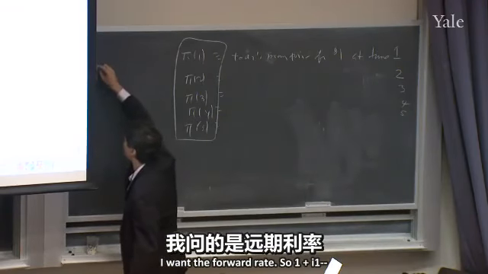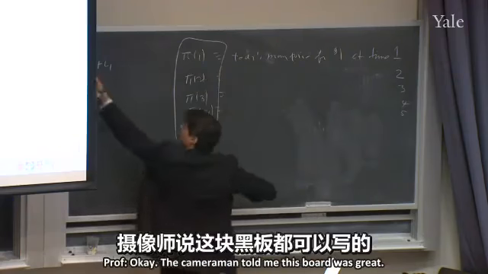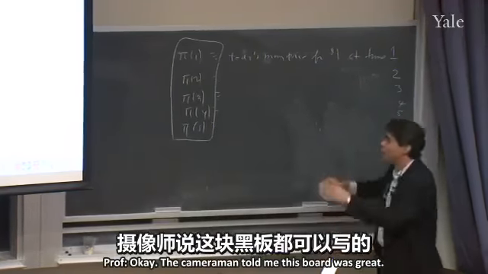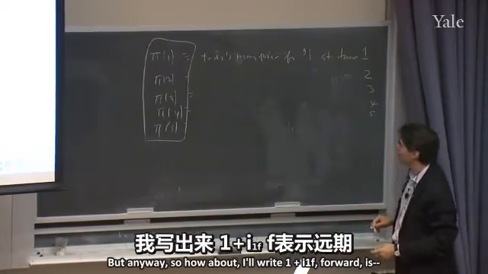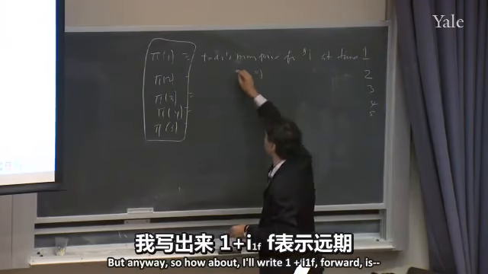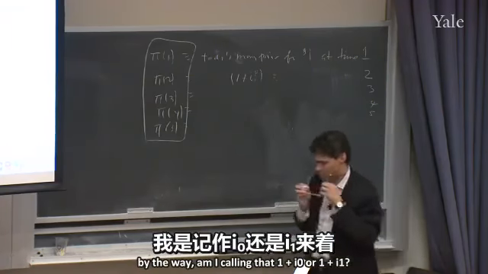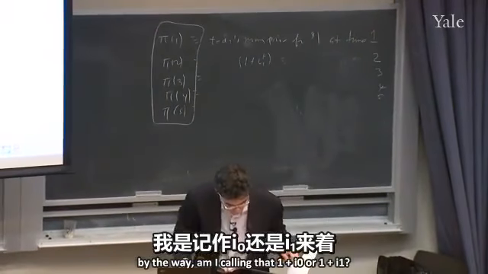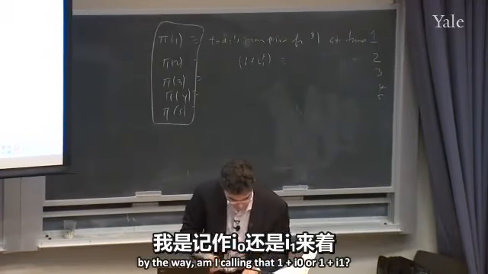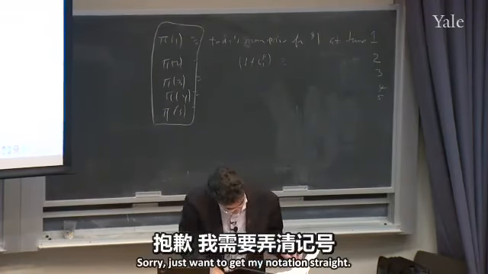So 1 plus I1. You can't see that. I'm glad you pointed that out. Can you see this? Okay. The cameraman told me this board was great. But anyway, so I'll write 1 plus I1 forward. By the way, am I calling that 1 plus I0 or 1 plus I1? Sorry, I just want to get my notation straight.